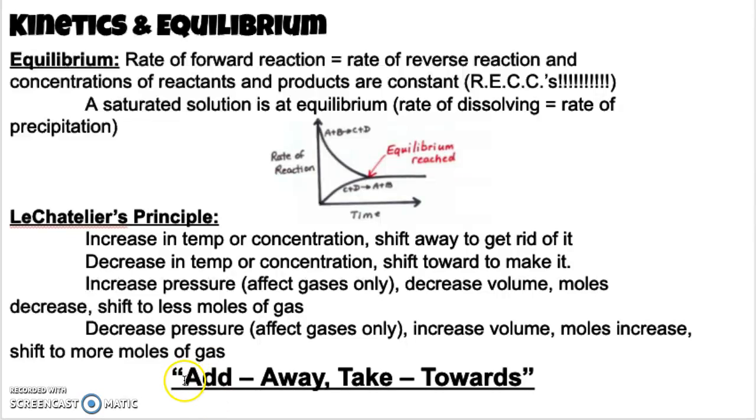When you add something to one side, it's going to shift away from that side you added it to, to reestablish the equilibrium. And conversely, if you take something away from one side, it's going to shift towards that side to replace it. That's all for now.